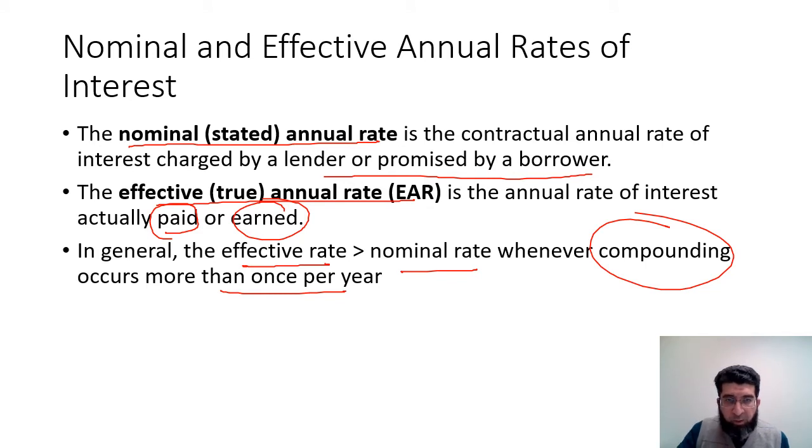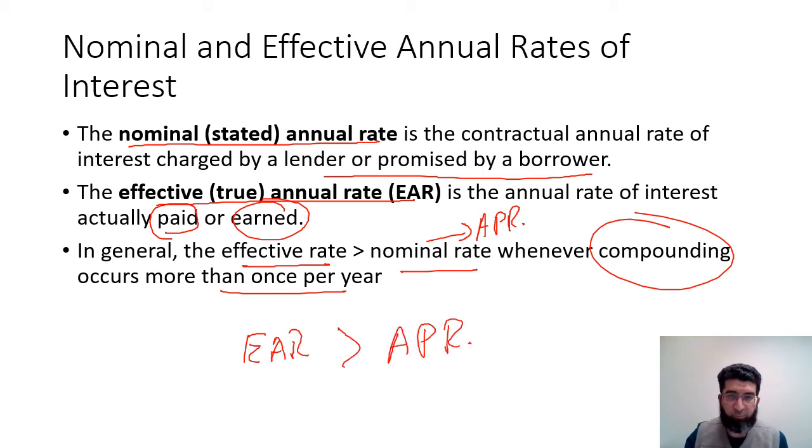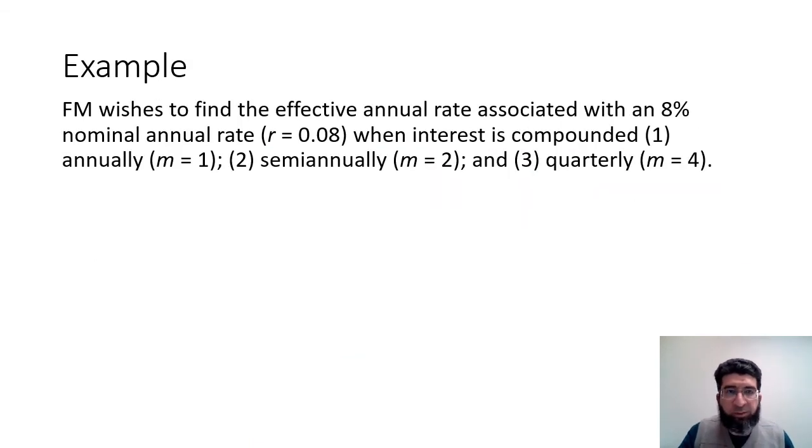This is also called APR, annual percentage rate, and EAR is always greater than APR because of compounding. Now let's see how it works actually. Let's look at an example.